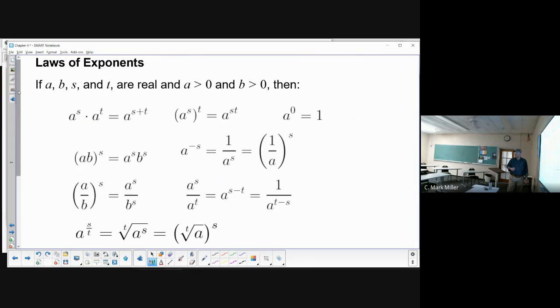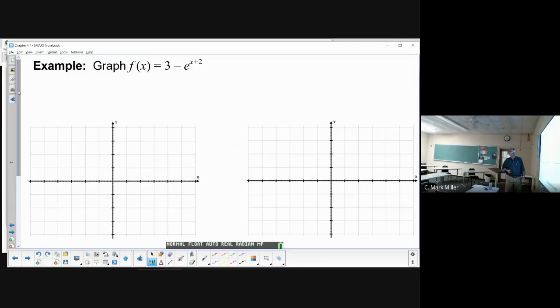Oh, there's our laws of exponents. Next slide. That's a summary that I kind of compiled together, right? Graph, that buzzer. All right.